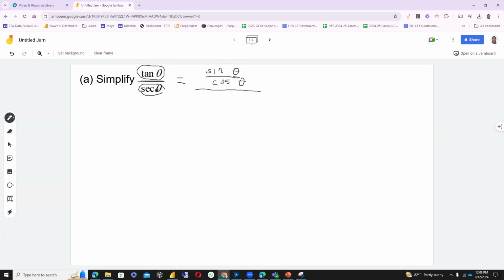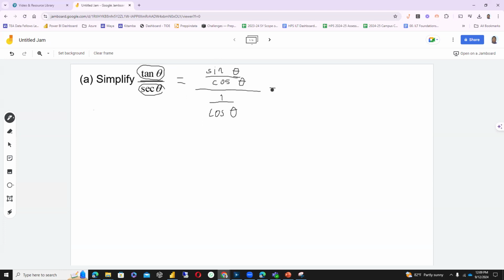Secant is the reciprocal of cosine, so instead of secant of theta, I'm going to write 1 over cosine of theta. This is also called a reciprocal identity. Writing the tangent as sine over cosine is called the quotient identity. Writing the secant as 1 over cosine is called the reciprocal identity.